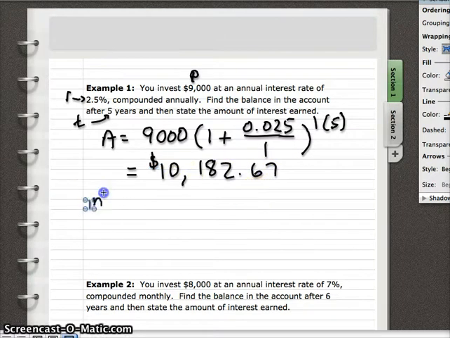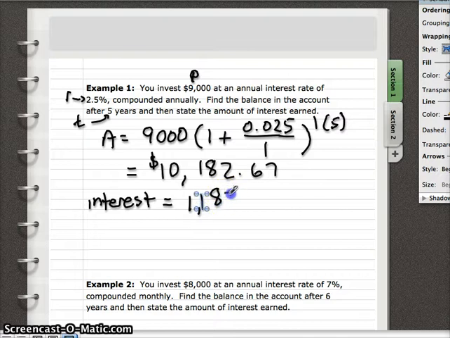So how much money did I earn just from having it sit in the bank? That's called my interest. What's my interest amount? If I subtract my initial amount from my new amount and find the difference between the two, then I can figure out how much interest I earned. If you do that subtraction, you should get $1,182.67. Okay, so that just happened. I earned that from having my money just sit in the bank.